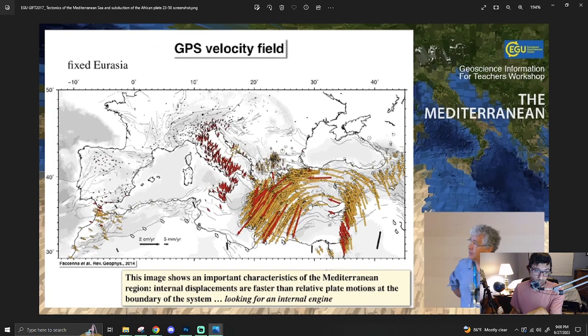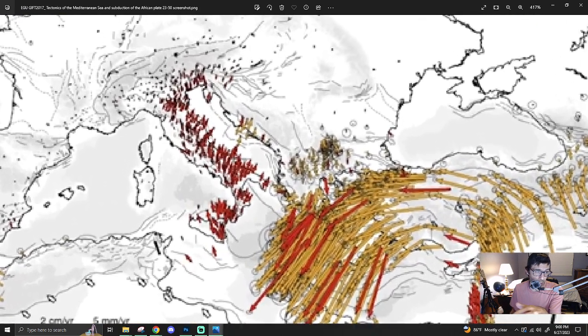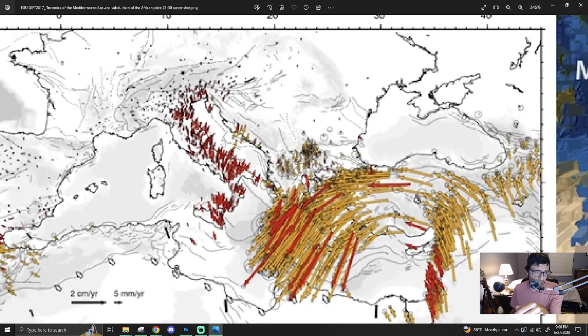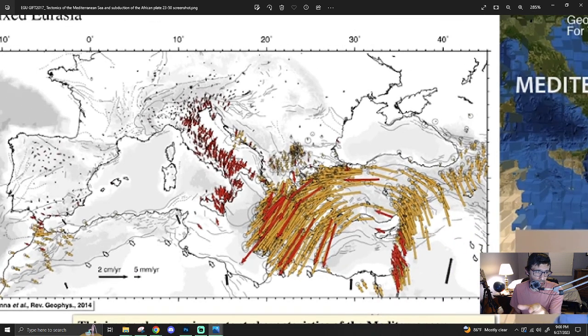GPS velocity field, like this region is moving fast. 2 centimeters per year is that long. 5 millimeters, so most of this region is not moving all that much. Italy, relatively, is moving a bit. I think it's north, actually.